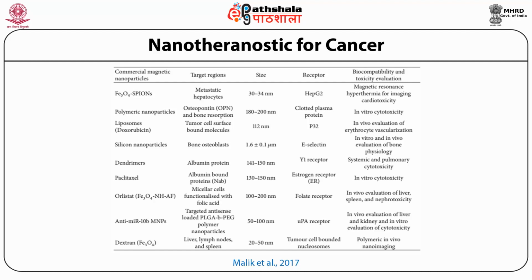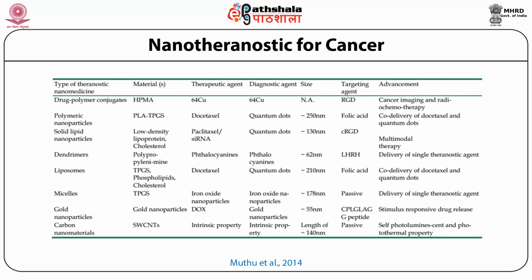So the problem here was that you need to evaluate this system systematically to minimize the chances of any toxicity. Now in this table again we will discuss some more theranostic nanomedicine. The first one is drug polymer conjugates. In this we have HPMA, therapeutic agent copper, that is a radioisotope of copper, and the targeting agent is RGD, that is arginine glycine D-aspartate peptide. So this has been used for cancer imaging and radio chemotherapy. So three purposes we are solving here. We are imaging the cancer, we are targeting the chemotherapeutic agent, as well as we are also going for radiotherapy.